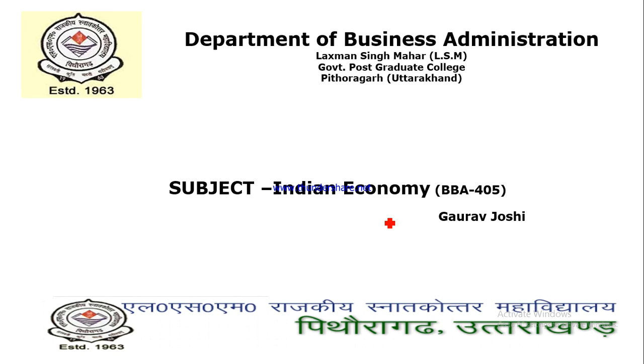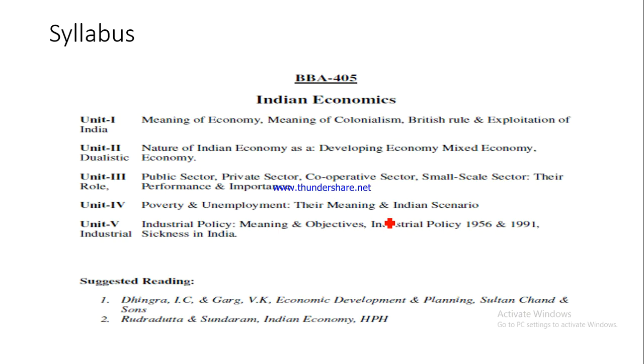Let me brief you about the syllabus before starting off. There are 5 units basically, and in the first unit we are going to talk about economy and a few concepts. Some of these concepts you might have already covered in macroeconomics, and once we are through with the discussion on these concepts, we will move over to colonialism, British rule and exploitation of India under the British Empire.